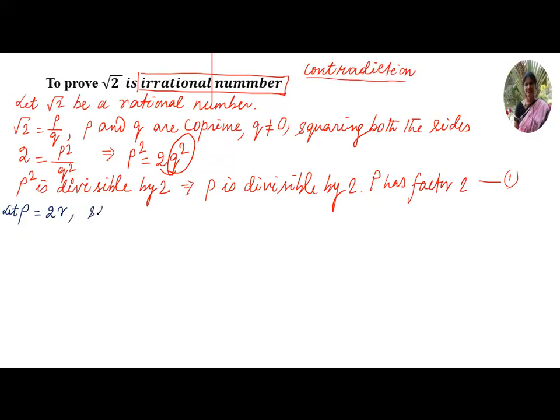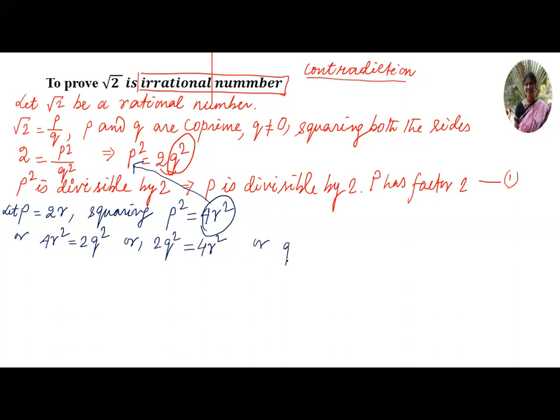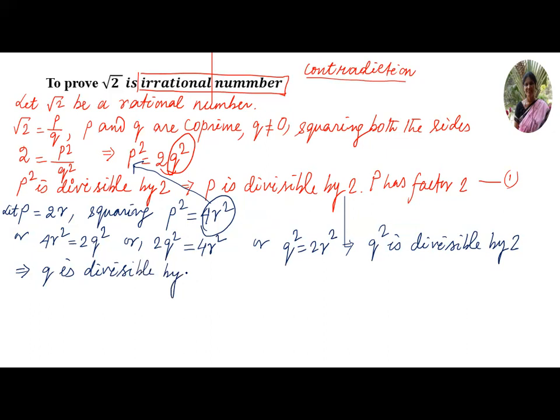Then now again squaring, I'll get p square is equal to 4r square. Now p square is equal to 4r square, I'll place here. Then I'll get 4r square is equal to twice q square, or twice q square is equal to 4r square, or q square is equal to 2r square. What does it mean? It means that q square is divisible by 2. When q square is divisible by 2, q is divisible by 2, or q has factor 2.